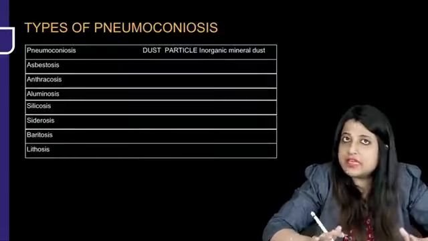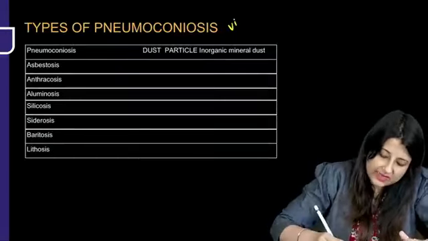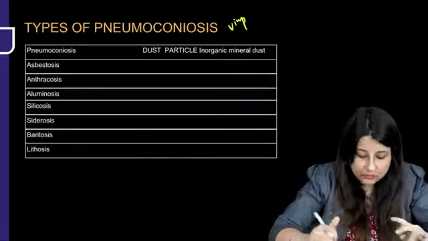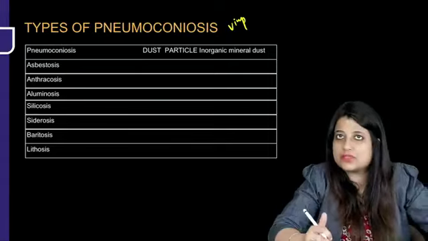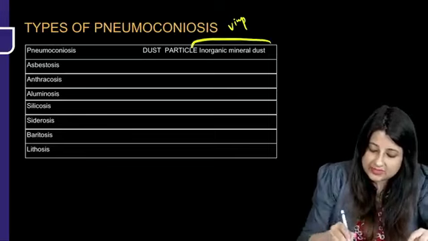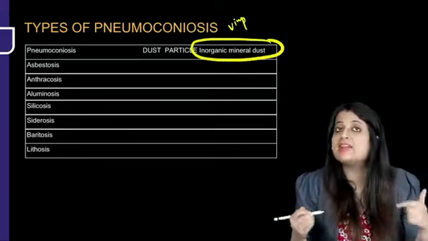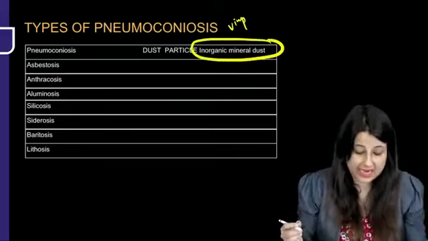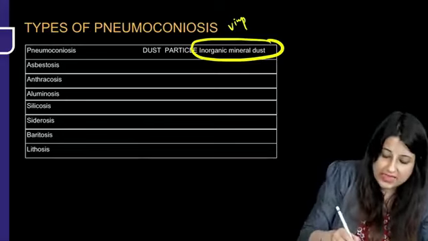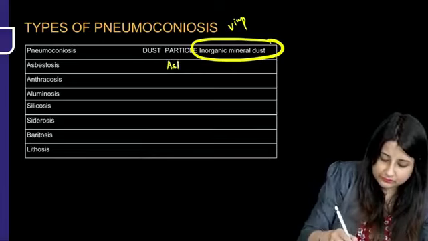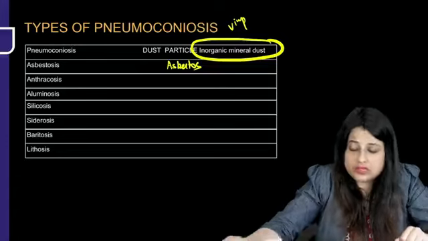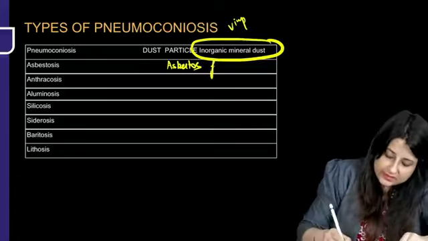Now we all know there are different types of pneumoconiosis, which is a very important table. It definitely turns up in our exams. Different types of pneumoconiosis, like asbestosis. Why does asbestosis occur? Everything you're seeing here is due to inhalation of inorganic mineral dust, not organic. Asbestosis occurs due to inhalation of asbestos fibers.